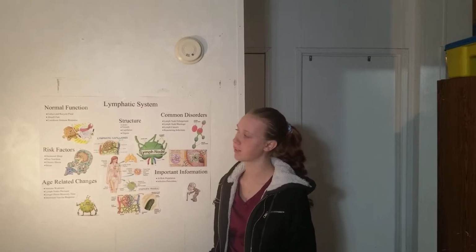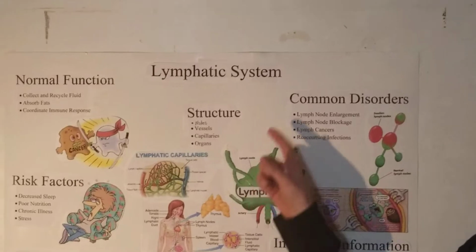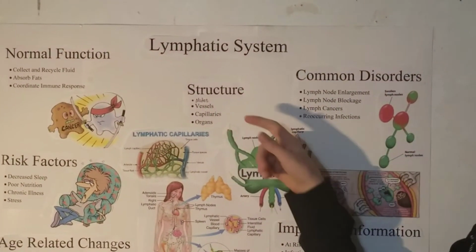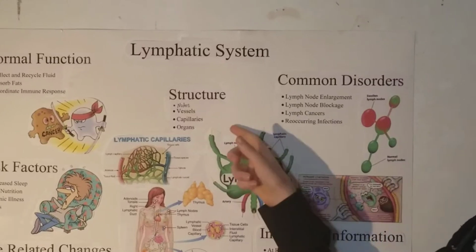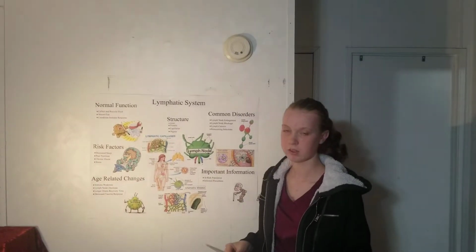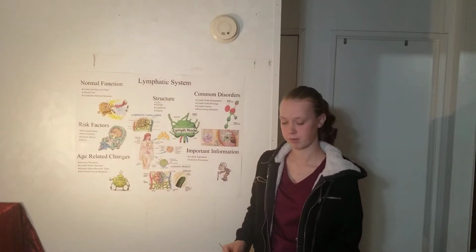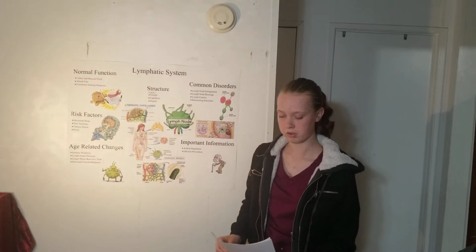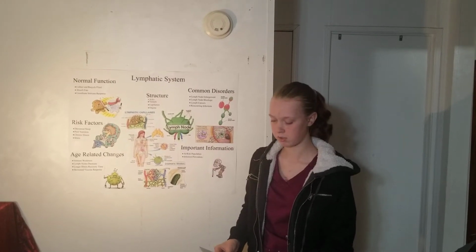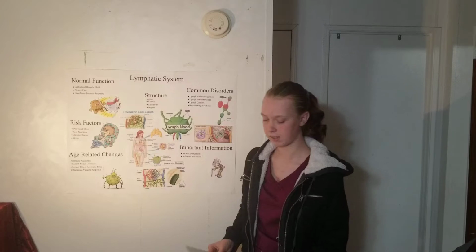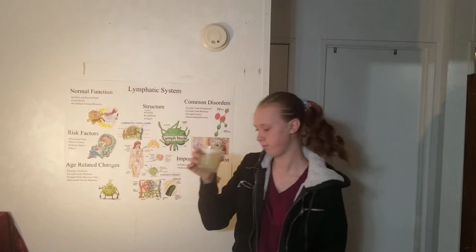The lymphatic system is made up of a structure. The structure is made up of nodes, vessels, capillaries, and organs. The lymph vessels and lymph capillaries carry a fluid, which is called lymph. Lymph is a clear yellow substance that carries disease-fighting cells. It's a fluid.